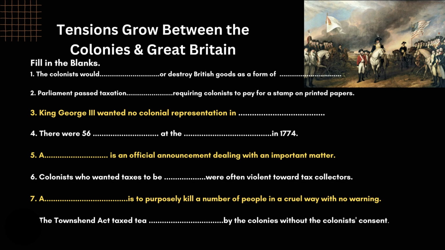Number four, there were 56 dash at the dash in 1774. Number five, a dash is an official announcement dealing with an important matter. Number six, colonists who wanted taxes to be dashed were often violent toward tax collectors. Number seven, a dash is to purposely kill a number of people in a cruel way with no warning. Number eight, the Townshend Act taxed tea dash by the colonies without the colonists' consent.